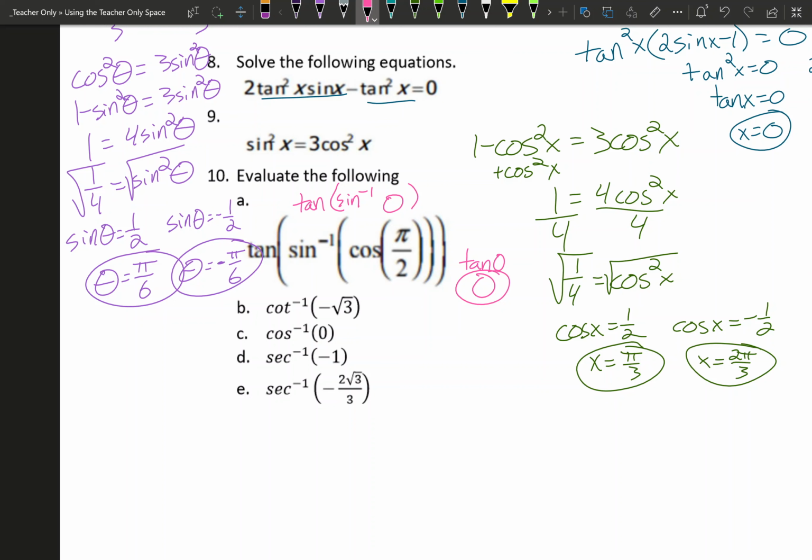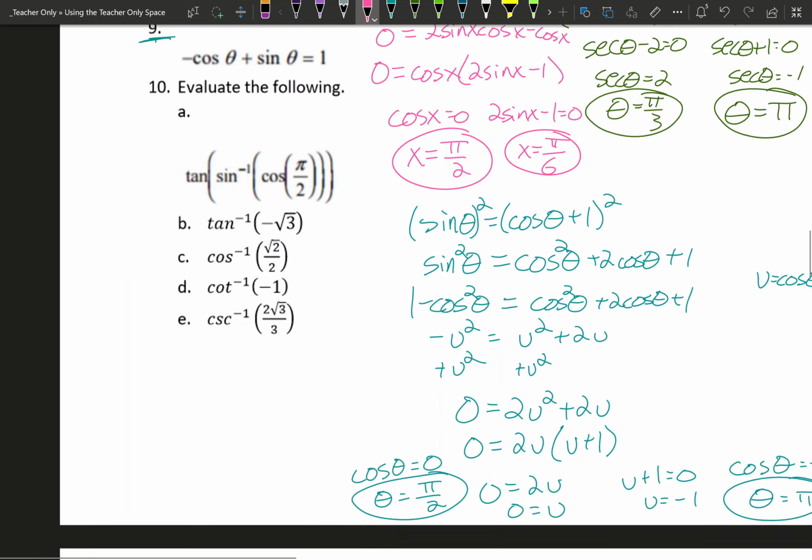Cotangent of negative pi over 3 is going to be a pi over 6, but for cotangent, we use 5 pi over 6 in that second quadrant. Cosine inverse of 0 is pi over 2. Secant inverse of negative 1 is pi. Secant inverse of negative 2 root 3 over 3 is going to be 5 pi over 6 as well, because that's the same angle as cosine inverse of negative square root of 3 over 2, because we're looking at the reciprocal function and the reciprocal value.